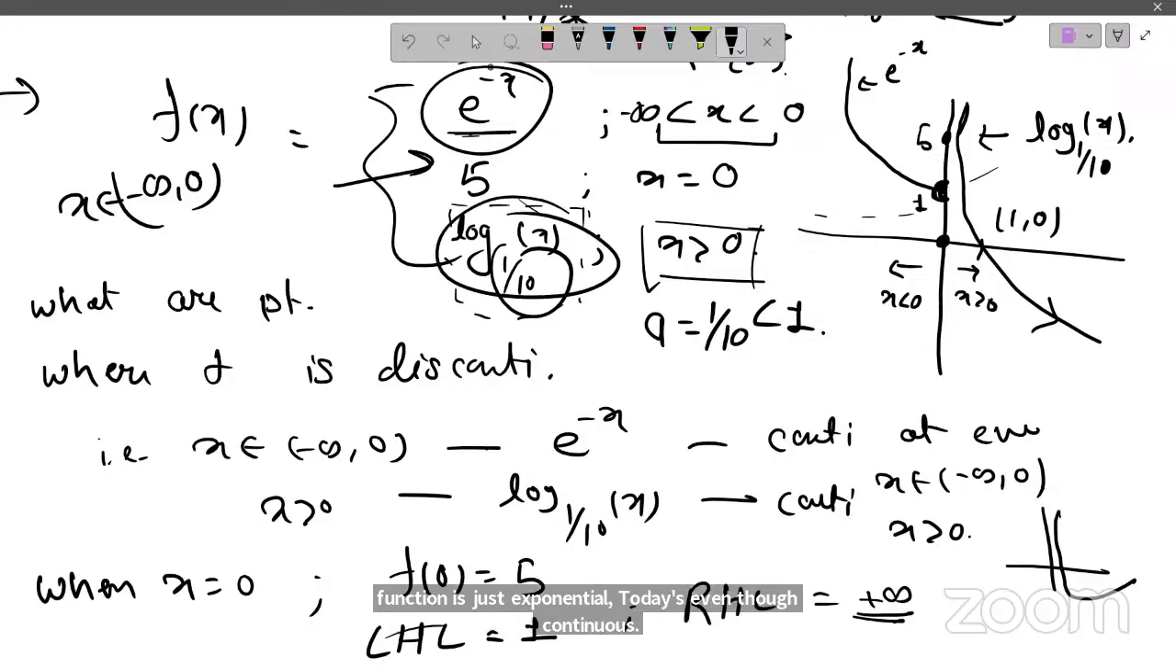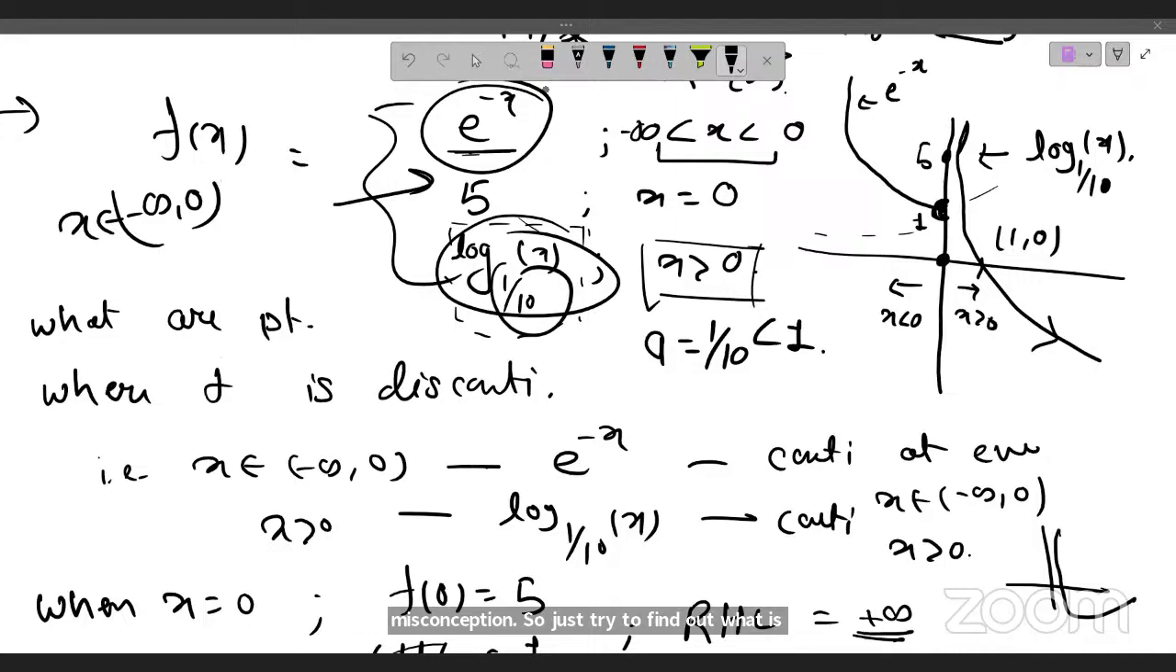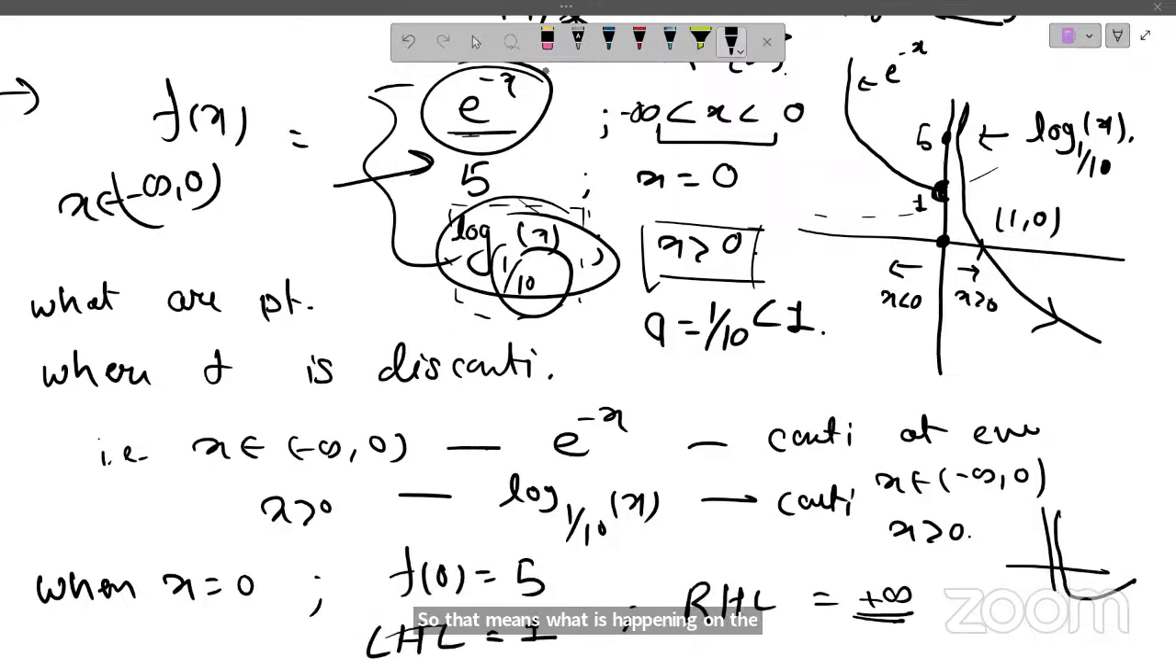Again, when x is strictly greater than 0, it is log, and we know that log is also continuous. Simply at x equals 0 there is some misconception, so try to find out what is happening at x equals 0, that means what is happening at the breaking points. Okay, we can do it this way as we solve the question.